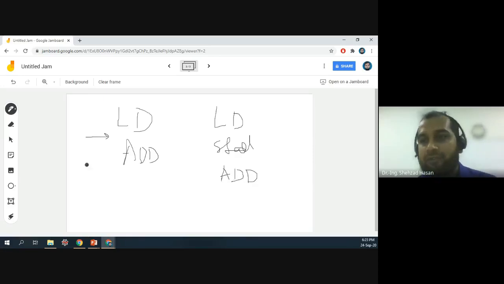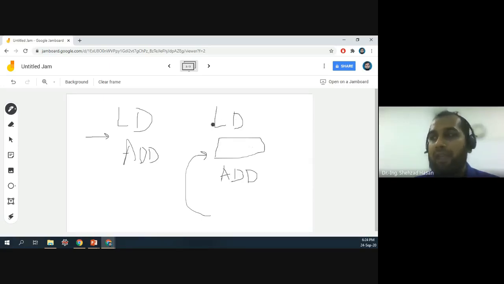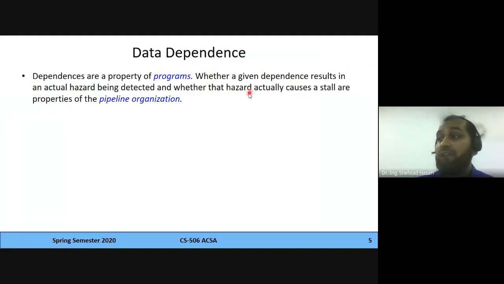But again, because of your organization, instead of this stall, you can have some useful instruction from some other part of the code which can fit in this particular slot, right? If you can fit in some instruction which is independent of load and add, it can run before these instructions, and then you have removed any stall cycles from your program. So whether this hazard actually causes a stall also depends on the pipeline organization.